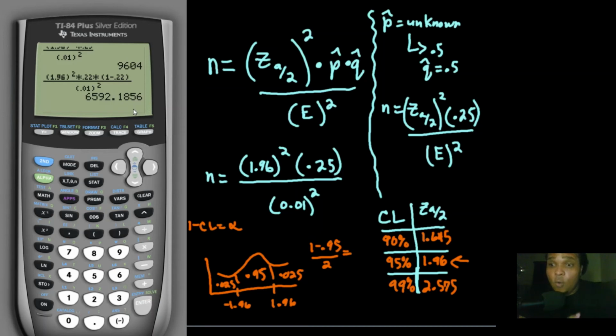Now we have a sample size of 6592.1856. No matter what, we're going to round up. I don't care if there's a 1 there. It should be 6593. Remember, you can't have half of a person or a percentage of a person. Even if they're a little person, they're still a person. All right, so 6593. That's what we're going to put. 6593. Hit enter. Always round up.